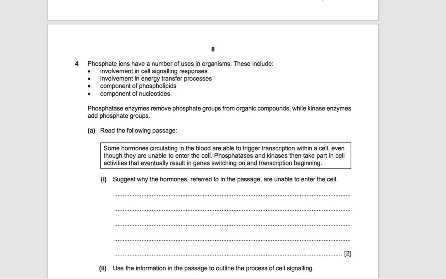Read the following passage. Some hormones circulating in the blood are able to trigger transcription within a cell, even though they're unable to enter the cell. Phosphatases and kinases then take part in cell activities that eventually result in genes switching on and transcription beginning. Suggest why the hormones referred to in this passage are unable to enter the cell.